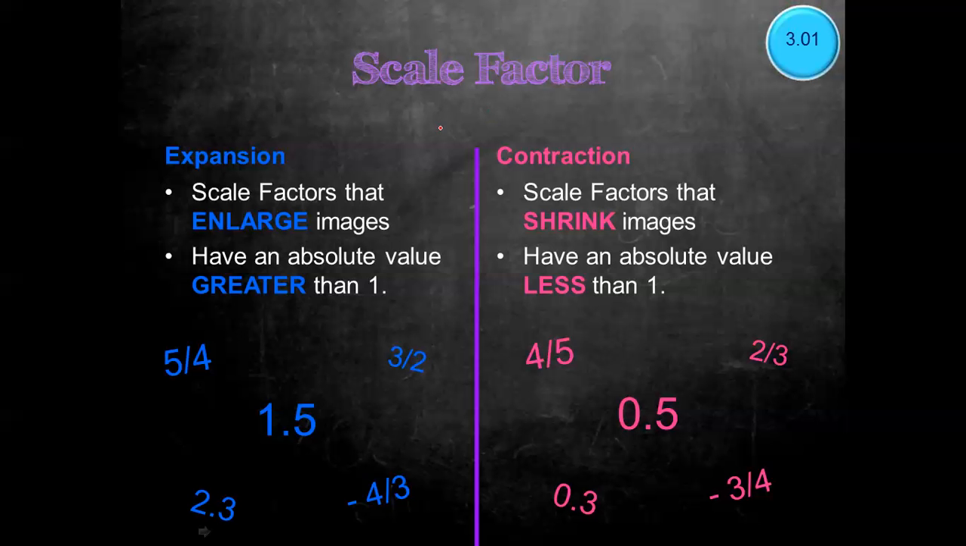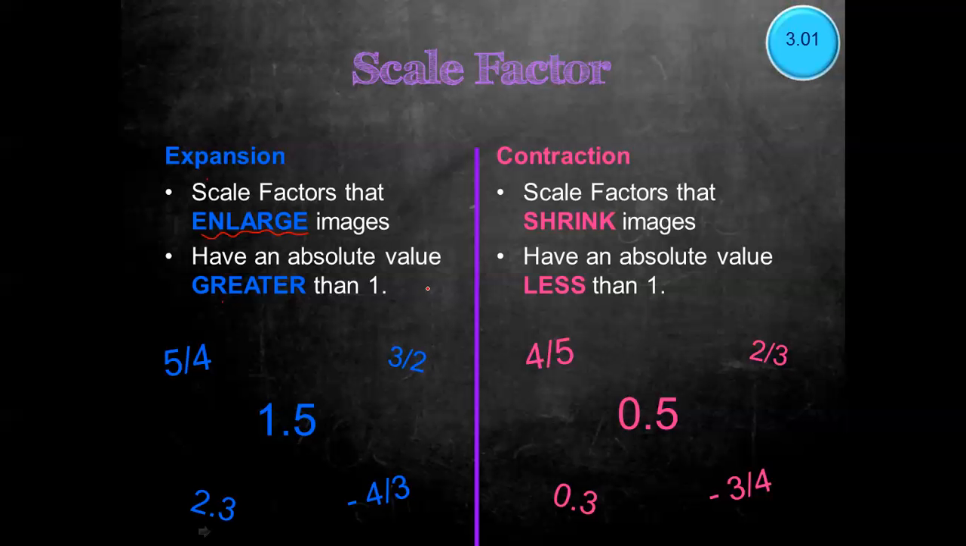So when we're talking about scale factor, we have two things. Expansion, that's when the image is enlarged, it gets bigger, and that means that it has an absolute value greater than 1. Remember, the absolute value is when we take the positive of a number. A contraction is when the image shrinks. That means when it gets smaller, and it's going to have an absolute value of less than 1.